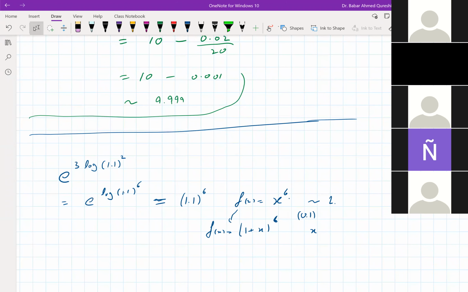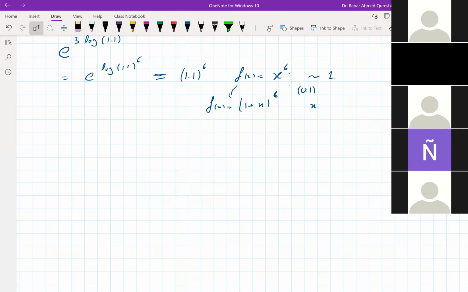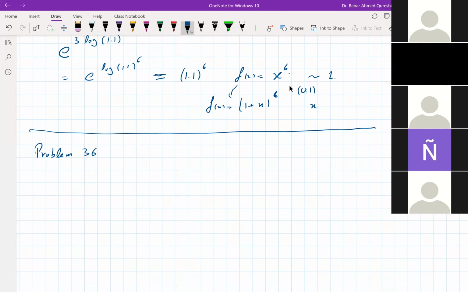Okay, sir. Okay, now let me do some word problems related to these linear approximations. And as I had said, it's problem 36 from the book exercises, the same set, 3.10.